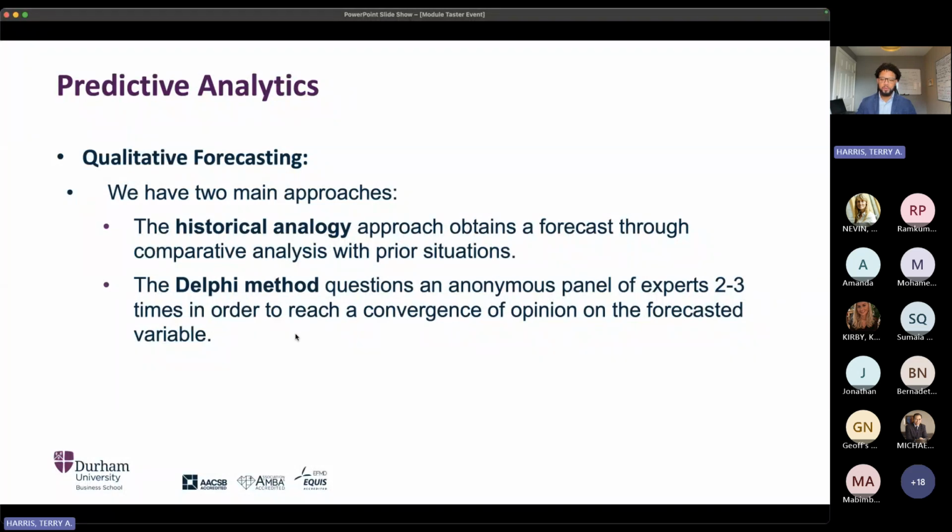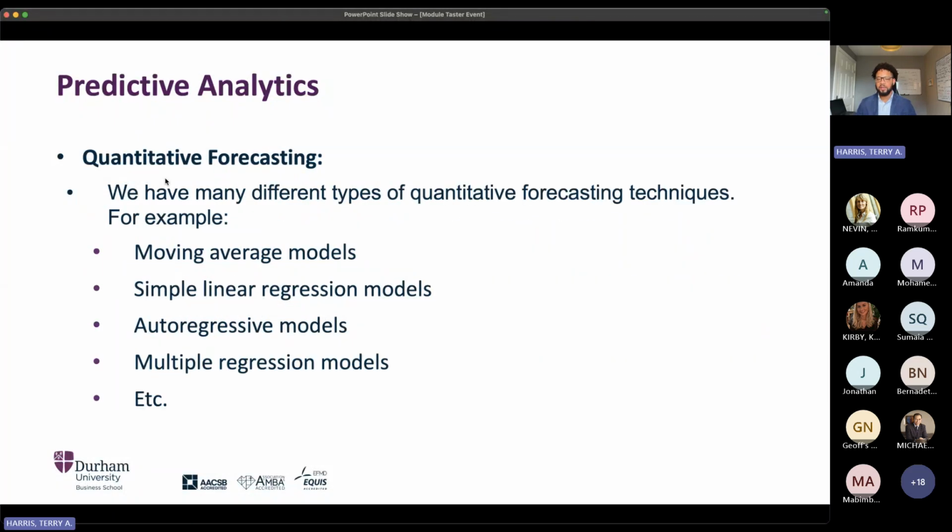And also in our course, we take a lot of time to explore a series of quantitative forecasting techniques. These involve moving average models, simple linear regression models, autoregressive models, multiple regression models, and so on, right? We spend a lot of time, say around weeks 6 to 8, discussing these methods: moving average, simple regression models, autoregressive models, and multiple regression models.